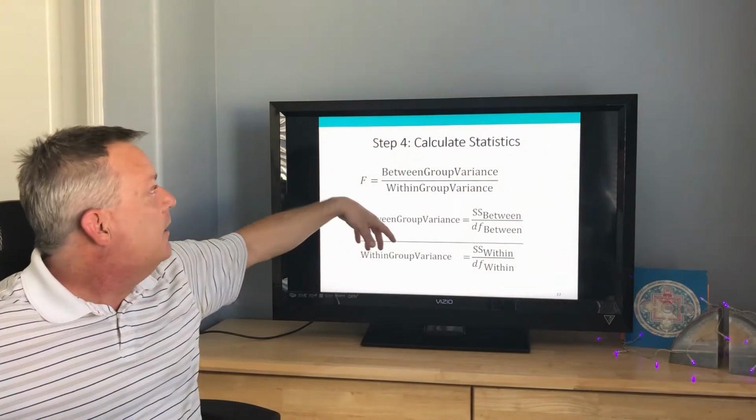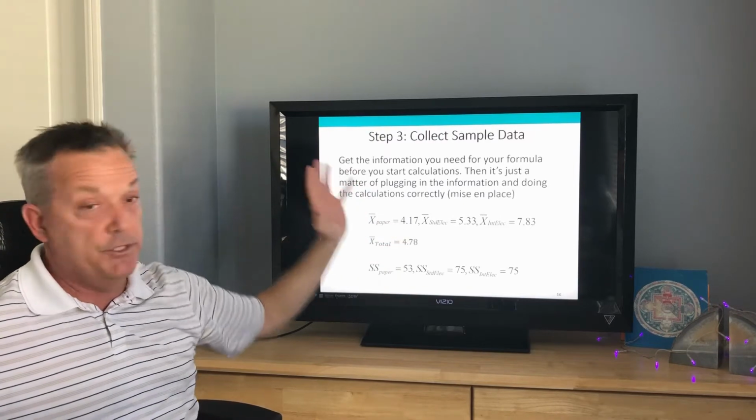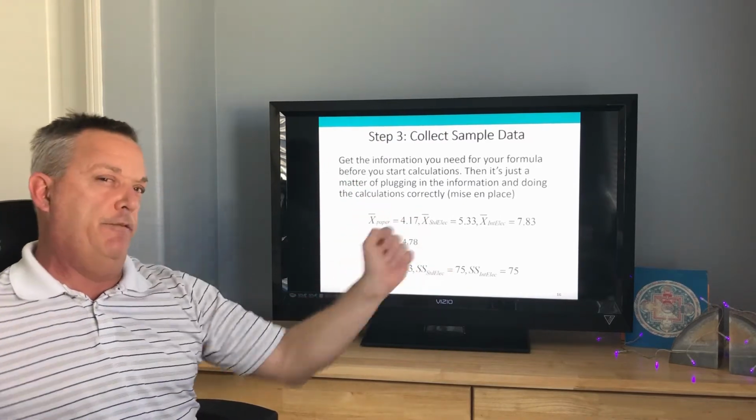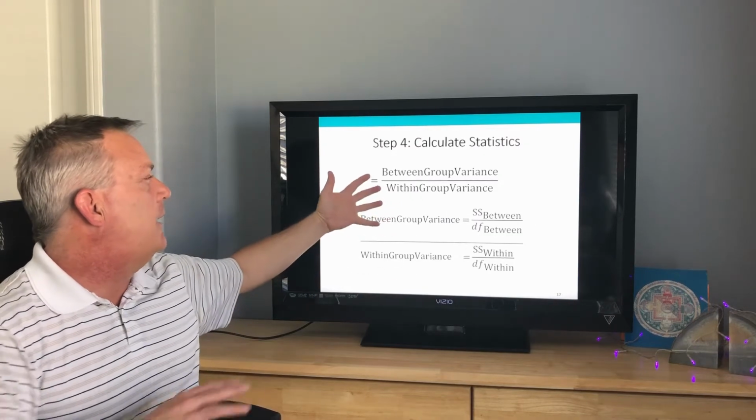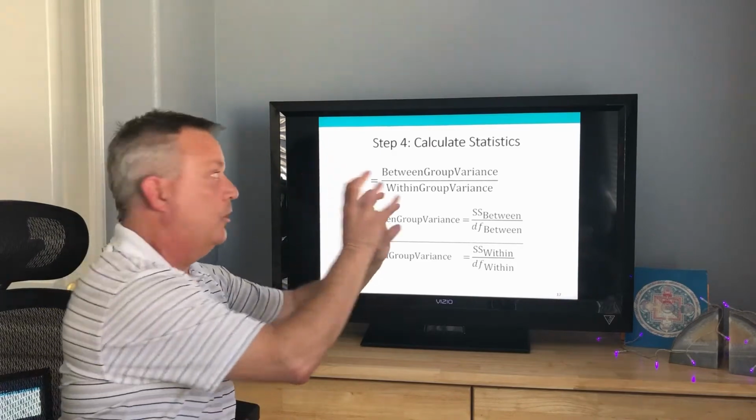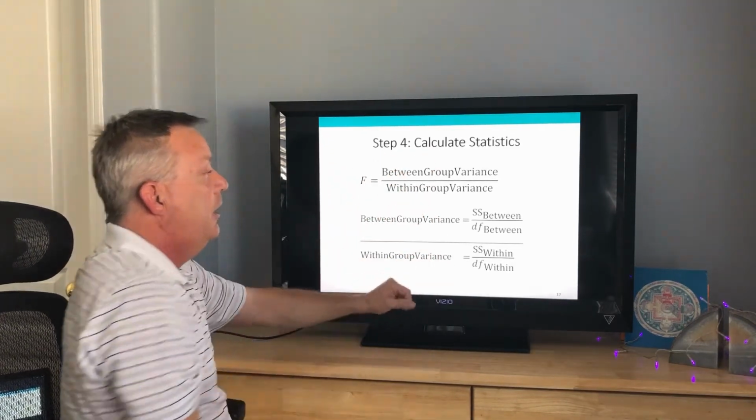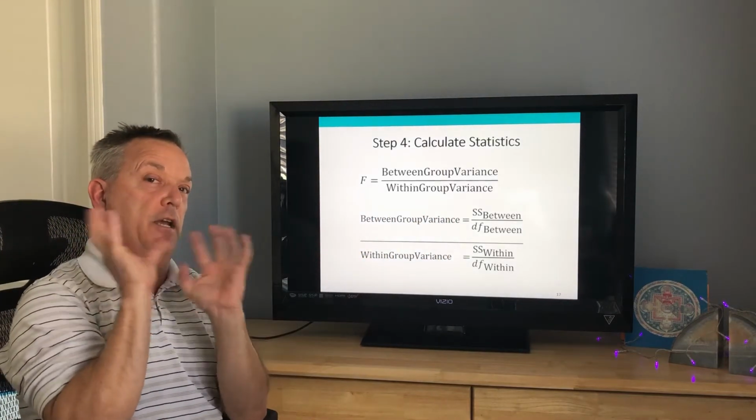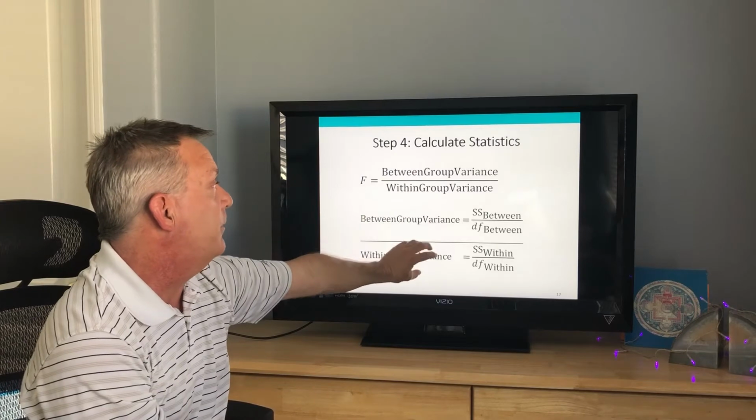And so step 4, we're going to calculate the statistics. So we have our data and we've collected our sample data, it's all ready. We have this in front of us written out, right? And now we're going to take a look at the actual F equation, and then we'll break each one of these up and show you how to figure those out, given that you already have that other information that you can just plug into each of these formulas right here.